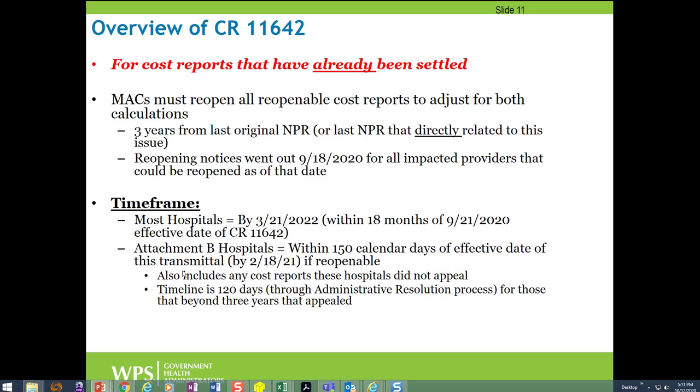So the time frame for reopenings here. Again, most of the hospitals are going to have a due date of March 21st of 2022. That's 18 months from that 9/21 effective date. But there are those Attachment B hospitals where we have to reopen these within 150 calendar days of the effective date of this transmittal. So that puts it at February 18th of 2021. Now that assumes that it's reopenable. But if they're on Attachment B, then they're under a valid appeal. So it's either reopenable, or if it's still in an appeal, it's beyond 3 years, we would have to go through the administrative resolution process. And in that case, the time frame is 120 days instead of 150. So a slight difference there.